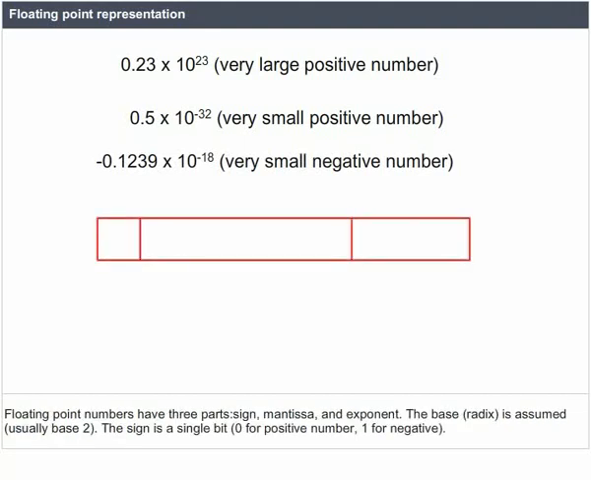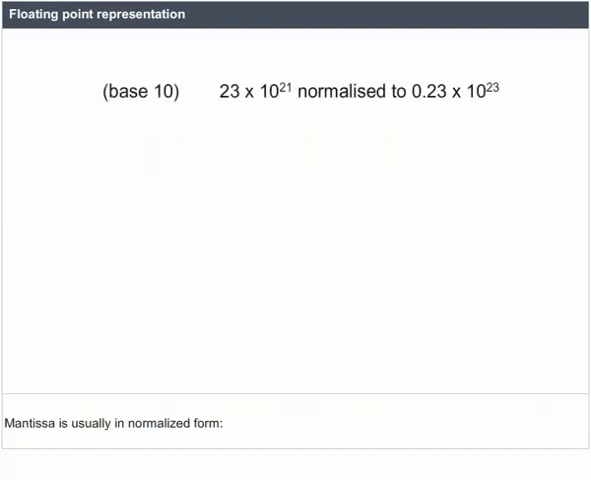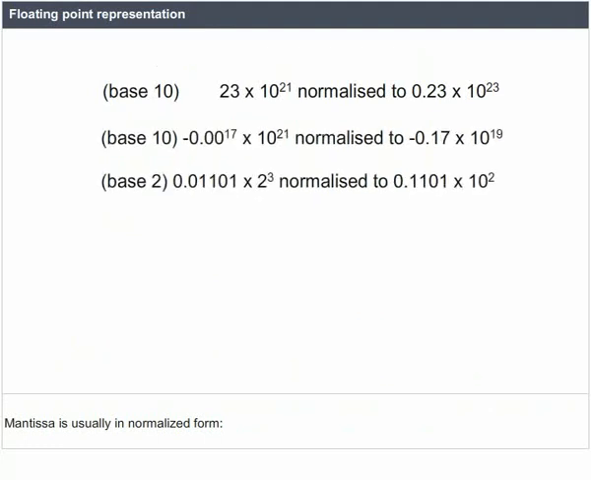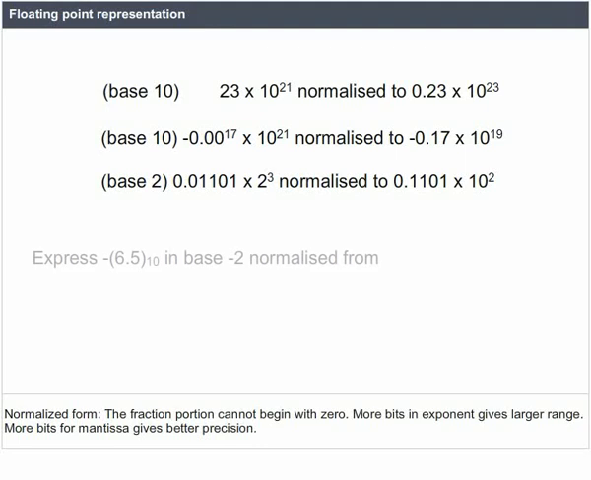Floating point numbers have three parts: sign, mantissa, and exponent. The base, radix, is assumed, usually base 2. The sign is a single bit, 0 for positive number, 1 for negative. Mantissa is usually in normalized form. Normalized form: the fraction portion cannot begin with 0.